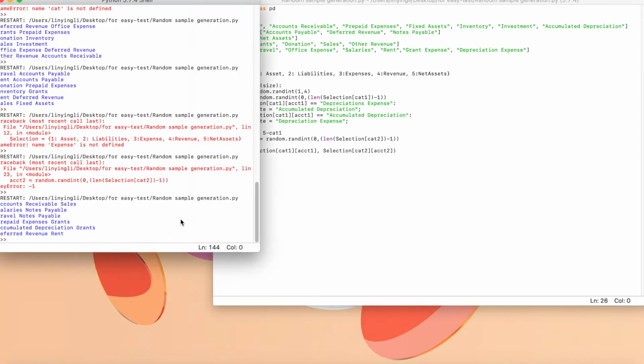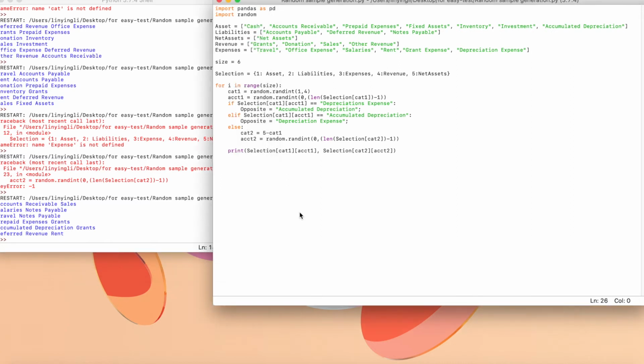The next one is with debit accumulated depreciation and credit grants. Why it didn't fall under this category though? Accumulated depreciation. The last one is debit deferred revenue, credit rent. So other than depreciation, accumulated depreciation.